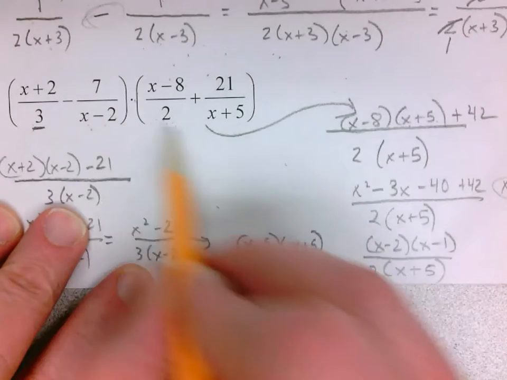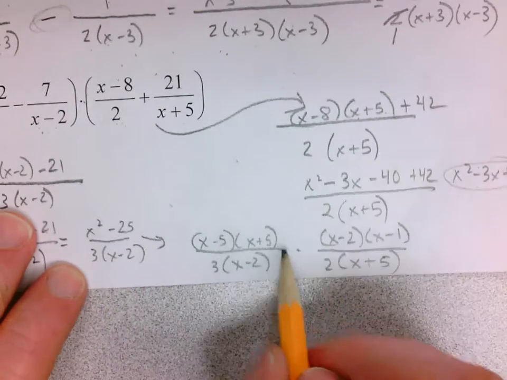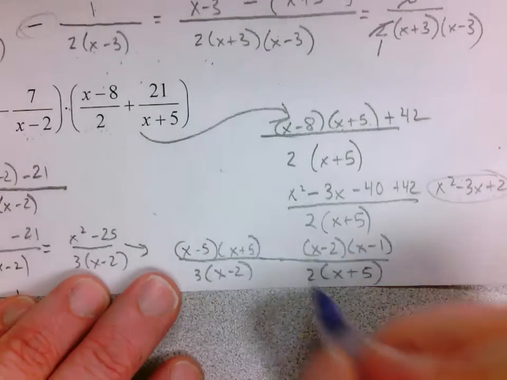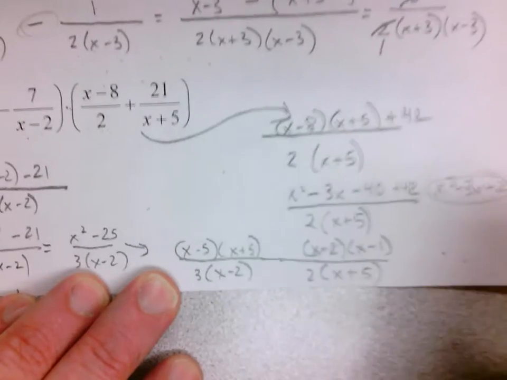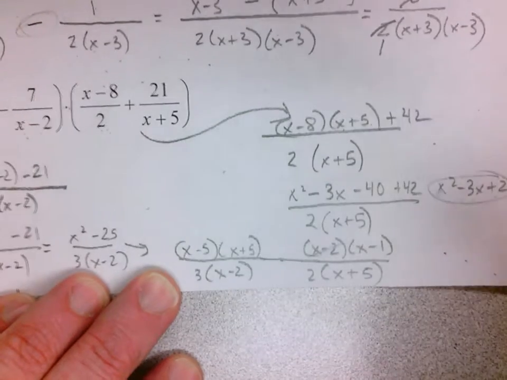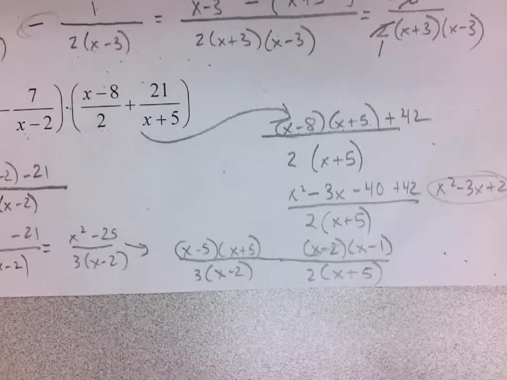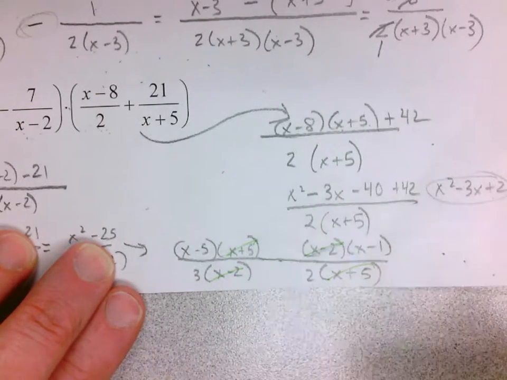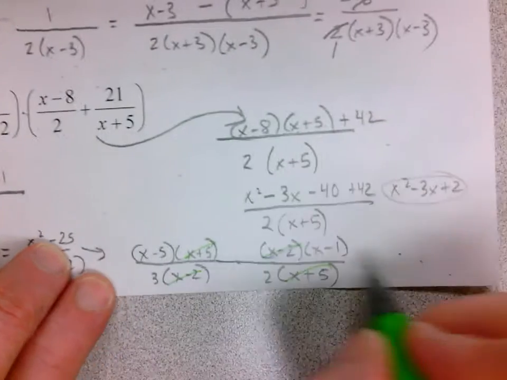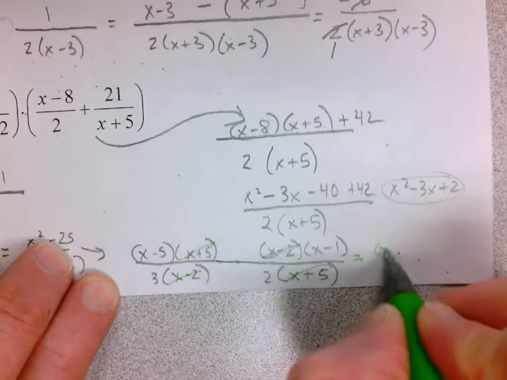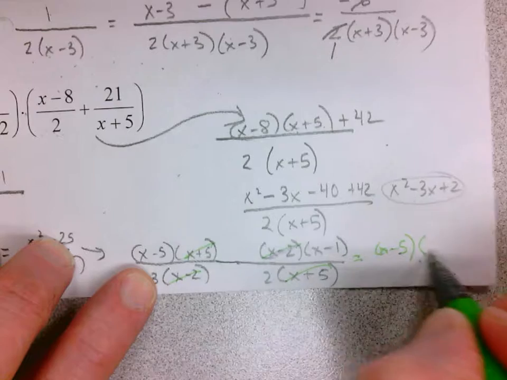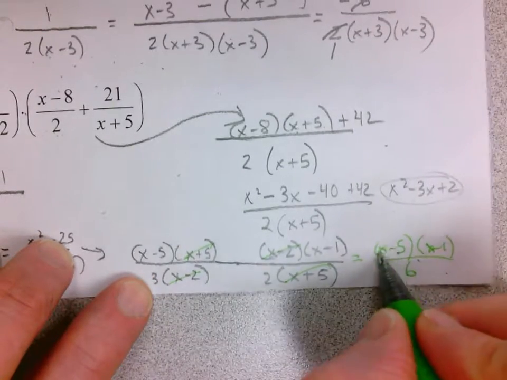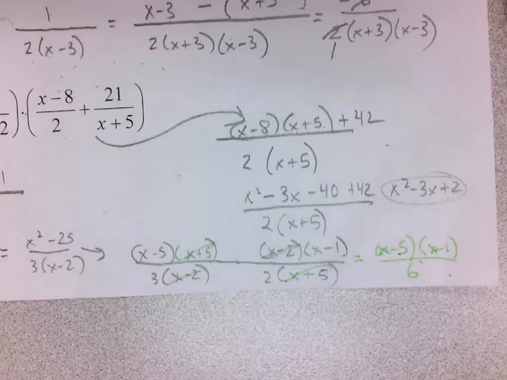So we are multiplying these two fractions together, which means I make one big fraction. Get out a canceling pen. Doesn't work anymore. Too many cancelings. I'm going to cancel out x minus 2, x plus 5. Not scribbling out, canceling. So I'm left with x minus 5, x minus 1, all over 6. And that's it. Pencil drop.